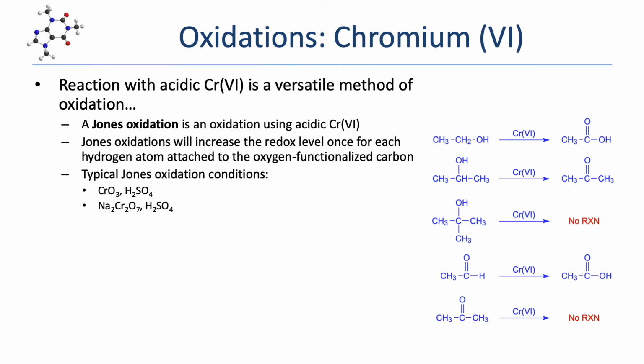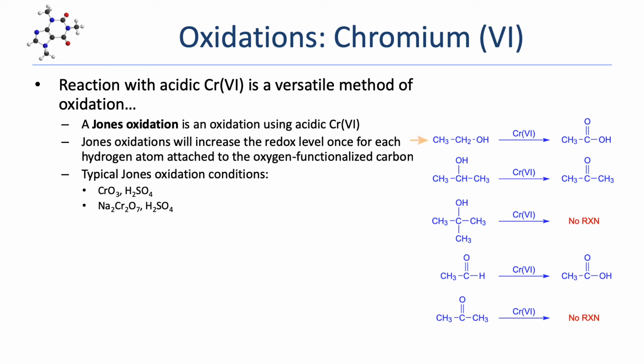So in each case, we took an alcohol, treated it with the exact same reagents, and yet had three different outcomes. In the first reaction, we made a carboxylic acid. In the second reaction, we made a ketone. And in the third reaction, nothing actually happened. There is a predictable pattern here, and it has to do with the substitution, the degree of substitution on the functionalized carbon. And it's pretty straightforward. A Jones oxidation will oxidize the functionalized carbon once for each hydrogen attached to that carbon.